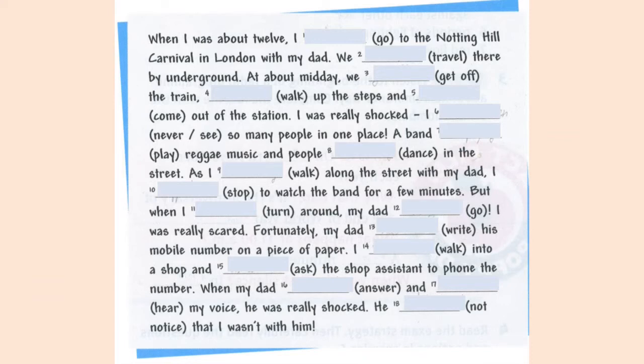In front of you, you have 18 gaps in which you have to write the correct form of the verbs in brackets. You have to put the verbs in the correct past tense, either in the past simple, past continuous, or past perfect form. And in one example, you have to write a verb in the present perfect, so pay attention to that as well.